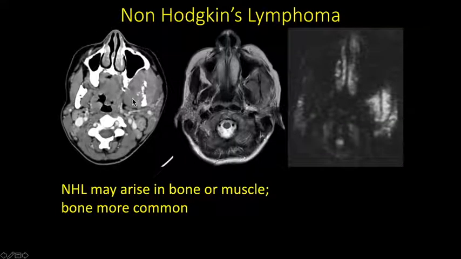Non-Hodgkin's lymphoma can arise from bone or muscle. Here's a mass destroying the posterior mandible. You can see it involving all the muscles of mastication on this image, even anteriorly getting into the buccal fat. On T2, it's intermediate, and it has some restricted diffusion, as we would expect for small round blue cell tumors.